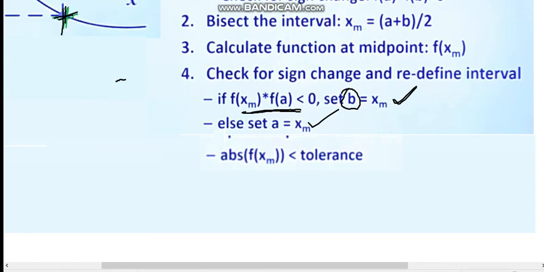Then you have to break this operation by giving this condition, and when your f of x m is less than 0.001, you have to break this. So we will continue in the next class.